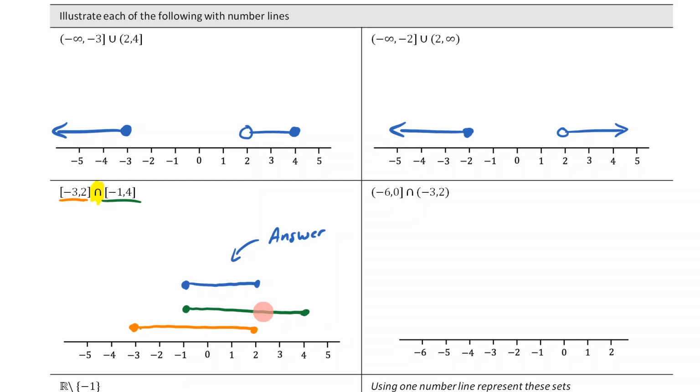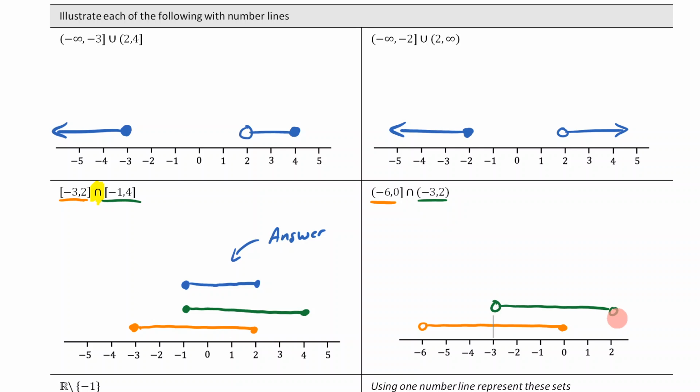All right, you might like to pause the video and see if you can do the next one yourself. I'm going to use the same technique. So I've got -6 all the way to 0. I'm using the correct circles there. Then I'm going to go -3 to 2. I've got 2 open circles there.